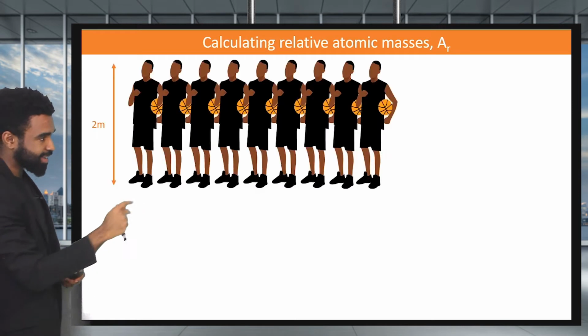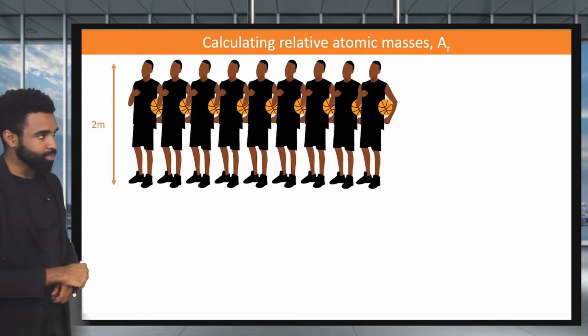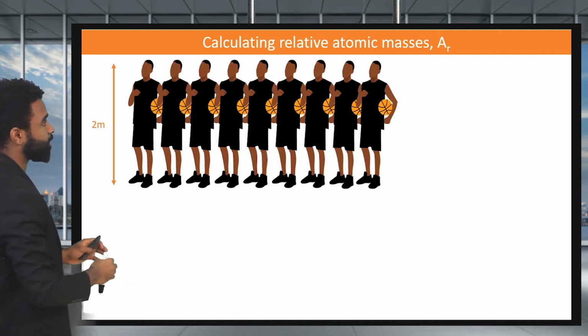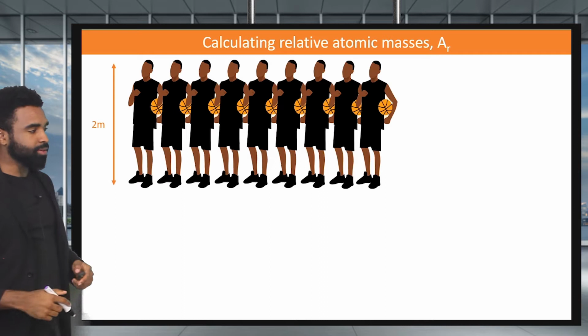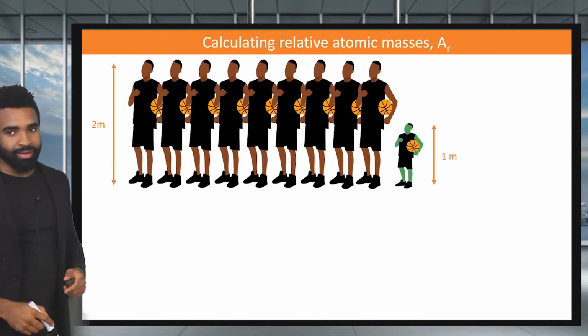Let's look first at an analogy to how we do weighted averages. So here we have now a set of basketball players. We have 9 of them, and they're all 2 meters tall. And we have that short guy there who's 1 meter tall.